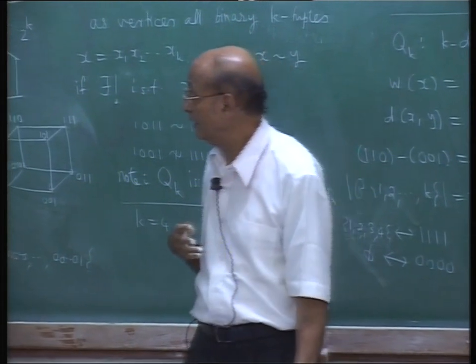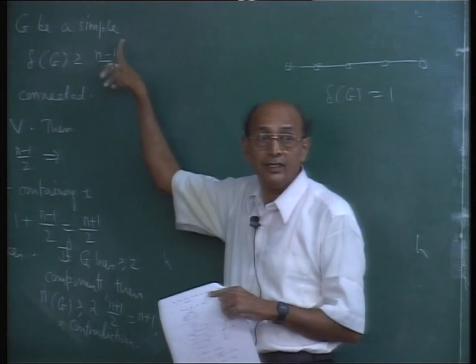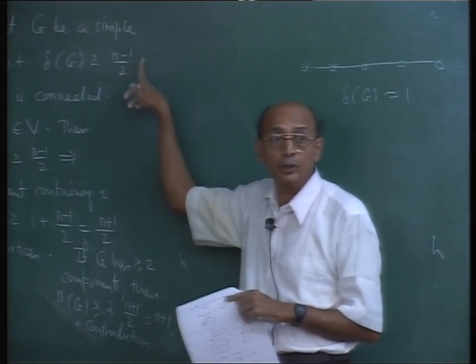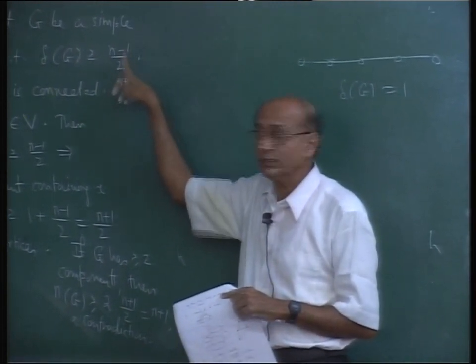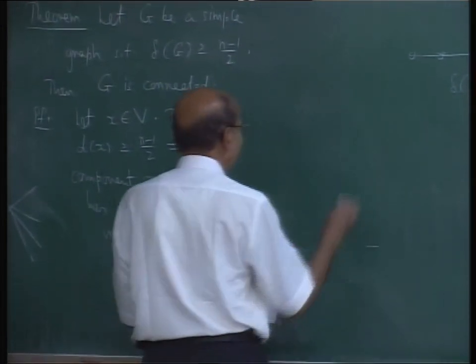But on the other hand, for the condition given there, one could ask the question, can I really lower this to n minus 3 upon 2? Why not? Or even something smaller. The answer is no. Look at this. So this is the construction.